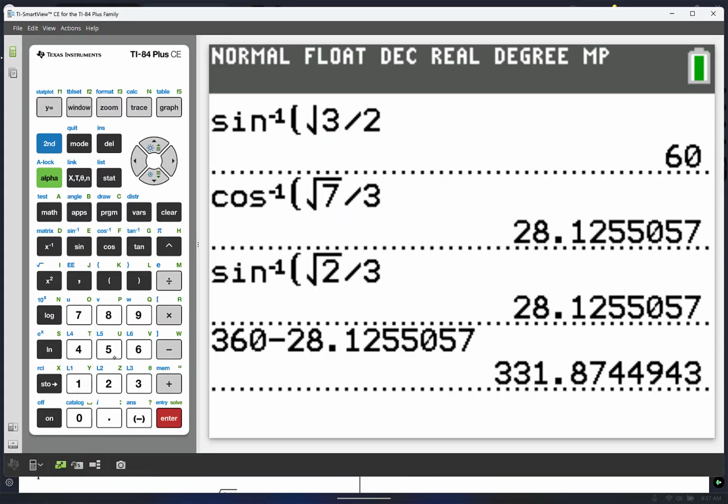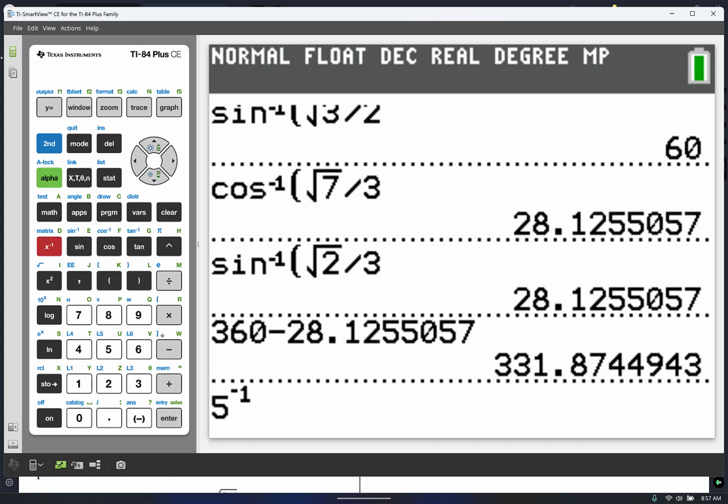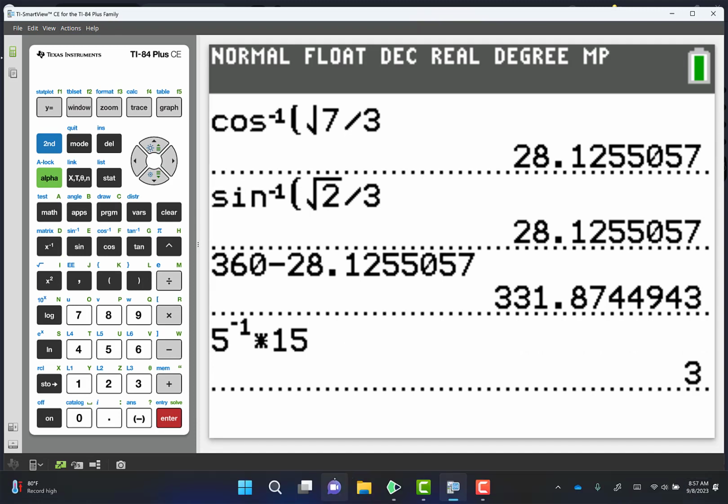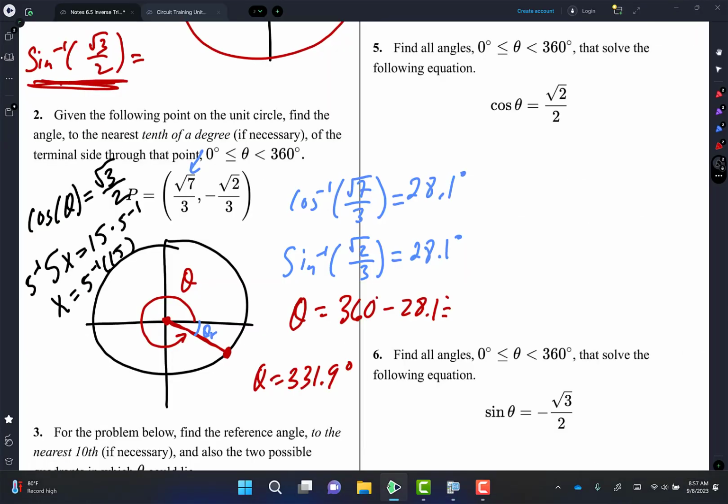Watch. 5 to the negative 1, I push this little button here, times 15, and voila, I get the 3. So now let's do it to the trig. How do I get theta by itself, which is just like an x? Well, to get theta by itself, you've got to do the inverse to get rid of that cosine in the front. So I go theta equals cosine to the negative 1, which is the inverse cosine of the square root of 3 over 2. And that will get you that 30 degrees.